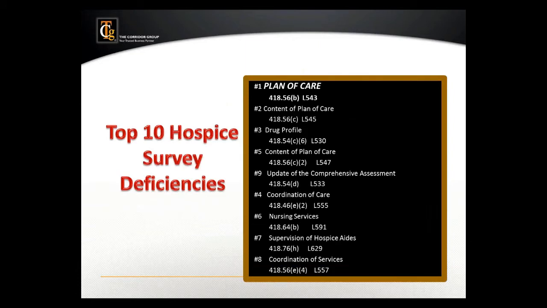And specifically for calendar year 2013, we're looking at LTAG 543. And then you can see here the rest of the top 10 hospice survey deficiencies. And most of these relate to either the plan of care or the assessment. It's the content of the plan of care. It is whether or not we're following the plan of care and the coordination of our services and frequency of visits. So most all of these relate to plan of care or assessment.